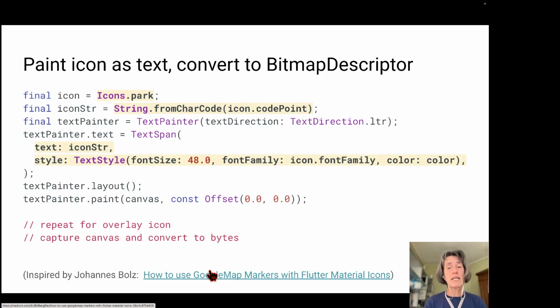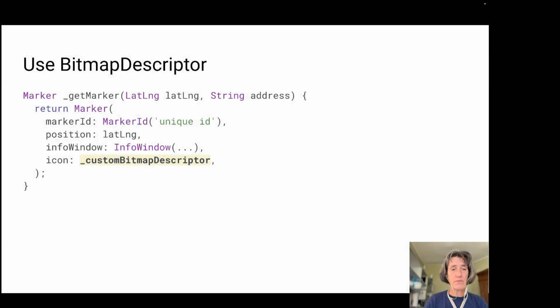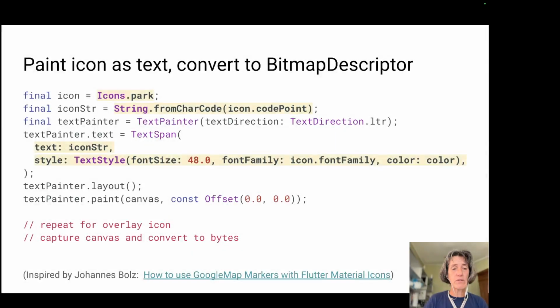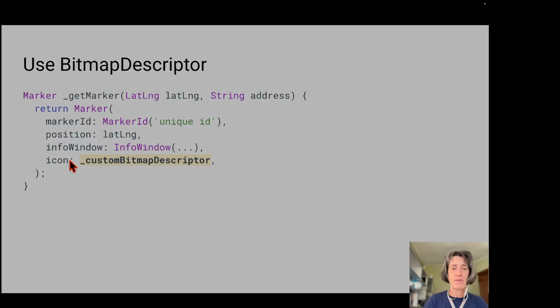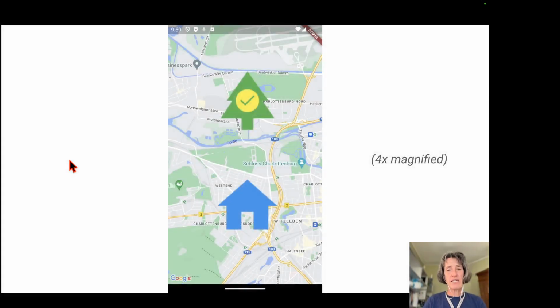So basically, what I did now, oh yes, so you end up here with a bitmap, and then we can add that custom bitmap descriptor that we generated to our marker object, as a fourth parameter here. Now this gets us something like this here. I magnified these just so that you can see them better.